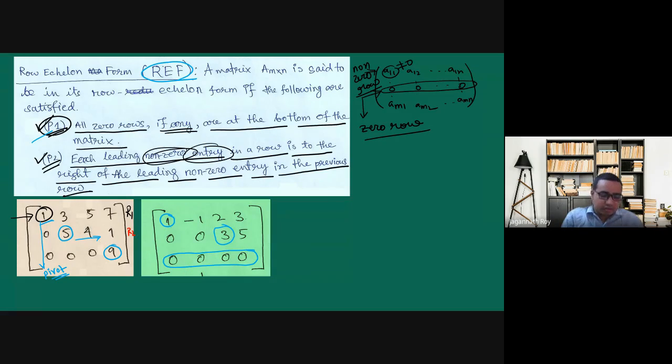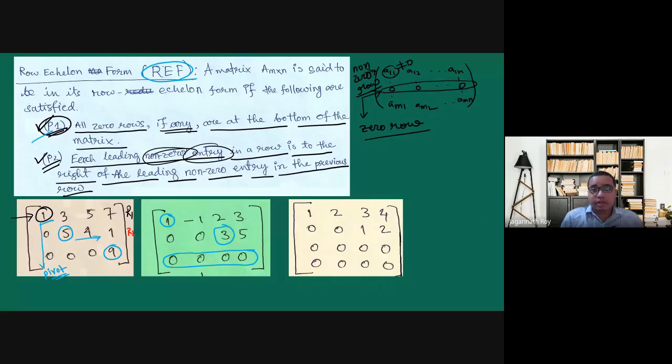Okay. In the same way, we can have 2 zero rows. All zero rows will be at the bottom. So this is another row echelon form. This is a leading row, and the next leading row is to the right of the previous one. Okay. So this is how we define a row echelon matrix.